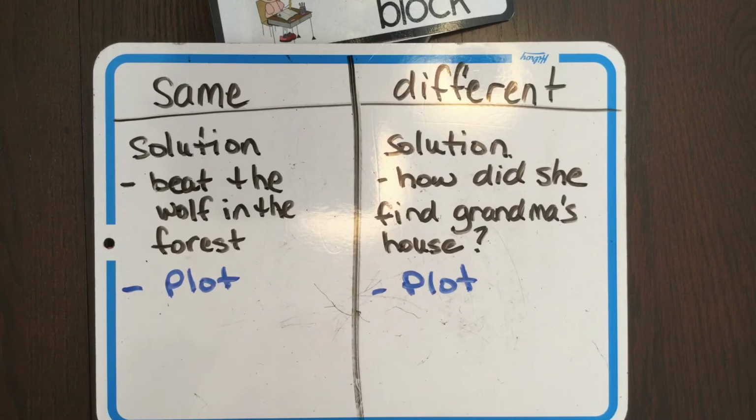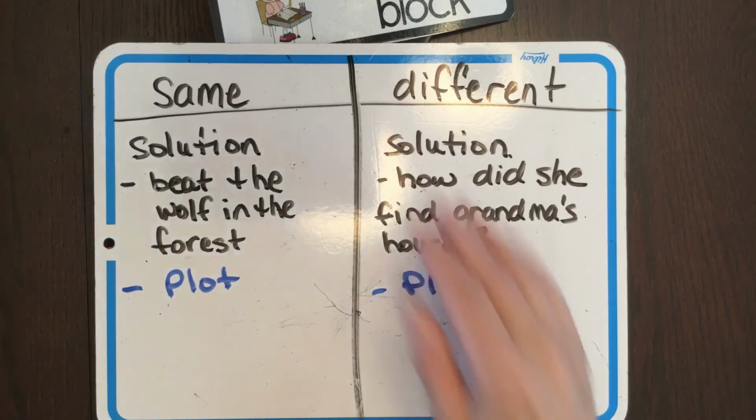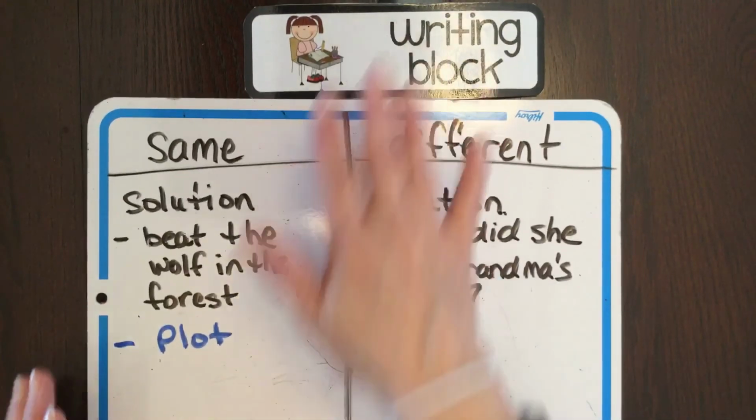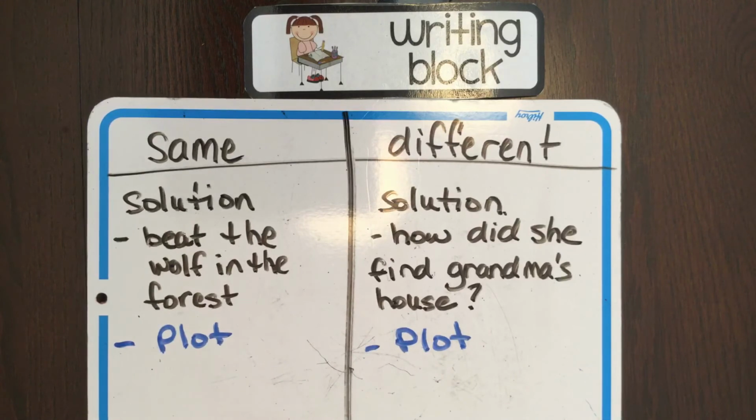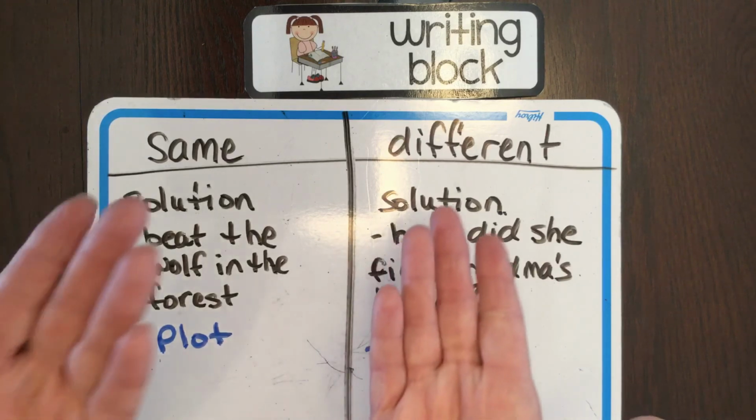Then have a look at the plot, my friend, what happened in the beginning, middle, and end, and see if there's any other changes you didn't already talk about, any parts of the plot that were the same or any parts of the plot that were different that we didn't already talk about in our chart. Go ahead and make me a quick T-chart with lists. You do not have to write full sentences. Lists are just jot notes about how one story was the same and one story was different.